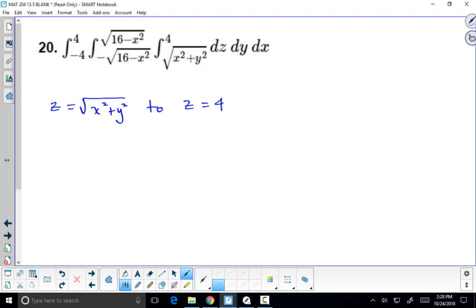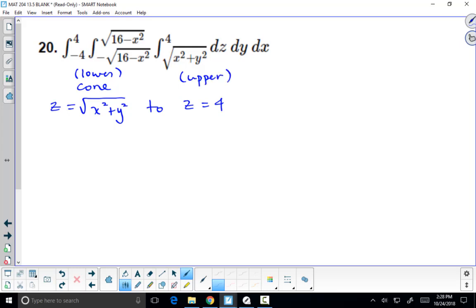Okay, so this is a cone. That's our upper surface. Z equals 4. Oh, actually, that's our lower surface. I think I just said upper. This is the lower surface because we're going from here to here. So this is the upper.